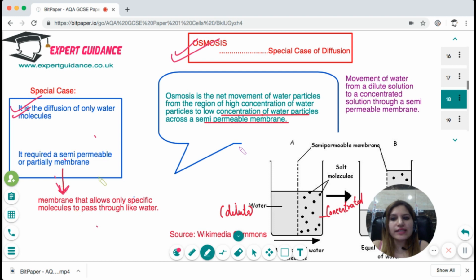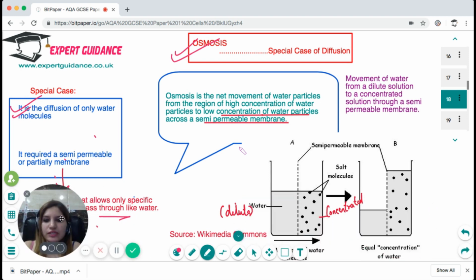Now, what is a semi-permeable membrane? It is a membrane that allows only specific molecules to pass through, like water. Now, if you see this diagram here, the water is more on the left because there's no solute. On the right, there are salt molecules, so it has less water. So water from the dilute solution, dilute meaning it has more water, passes through this semi-permeable membrane to the concentrated solution until the water concentration is equal on both sides, and this is known as osmosis.